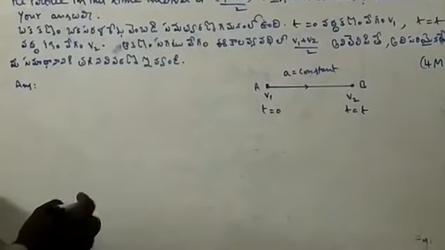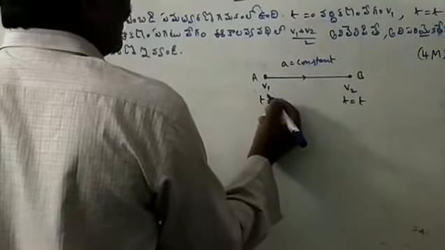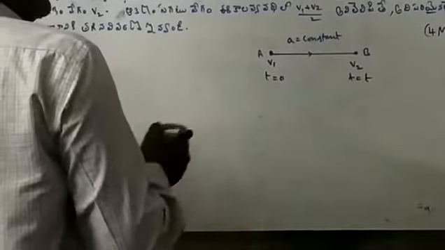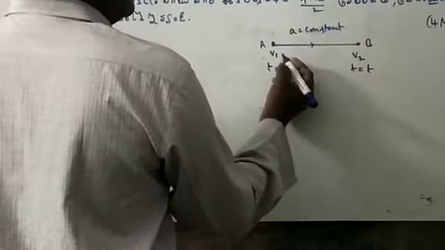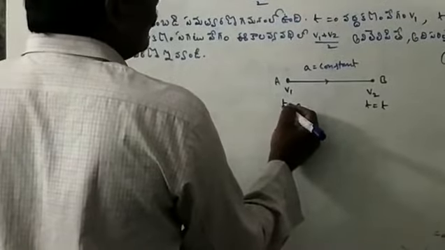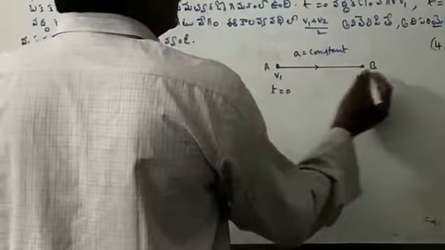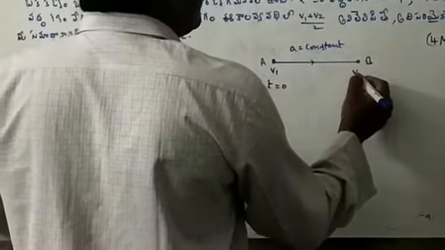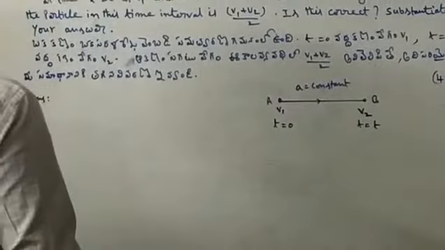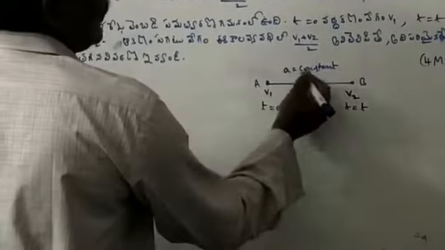Consider a particle's initial velocity is v1 at the time t is equal to 0. Consider a particle is at A. At A, its initial velocity is v1 at the time t is equal to 0. After some time t is equal to t, it reaches a point B. At B, the velocity of the particle is v2. The acceleration of the particle is constant. In the journey, the acceleration is constant.